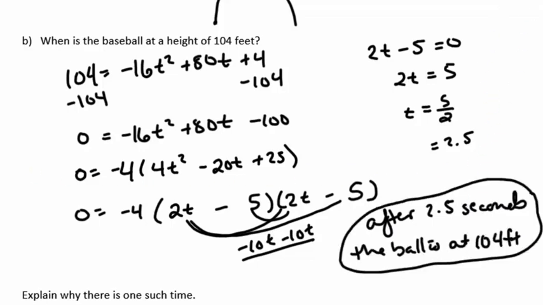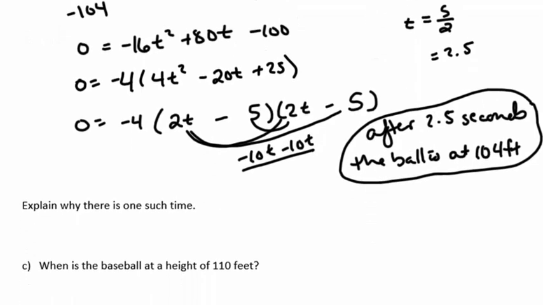Explain why there is only one such time. Okay, I know the ball is forming a parabolic shape since the equation is a parabola. At any point, it's going to hit that height twice until it hits the vertex. So that must be the vertex right there.